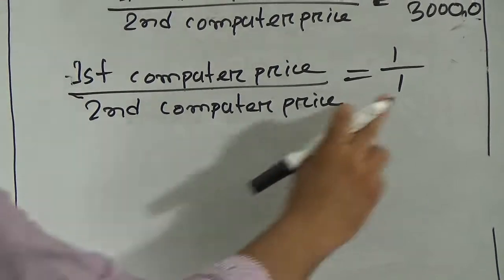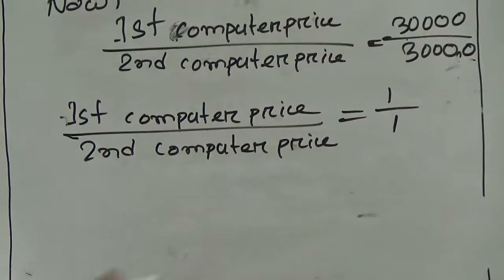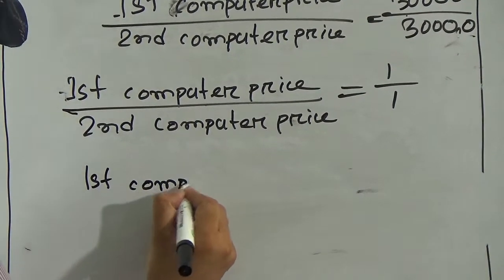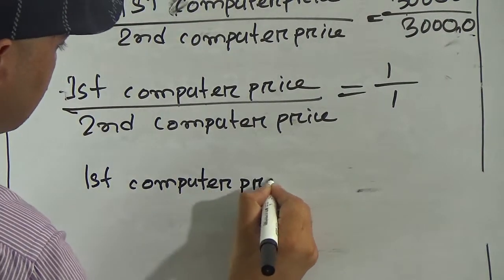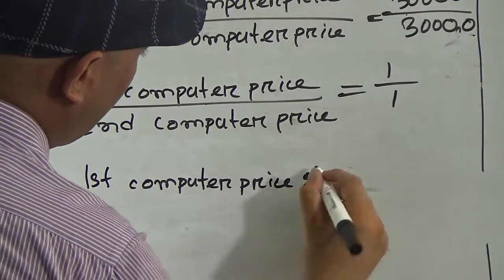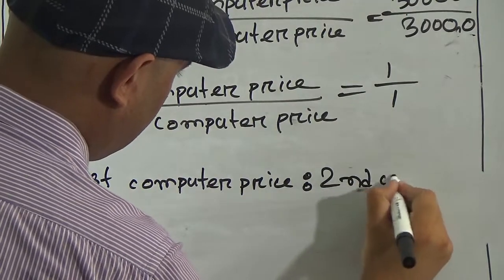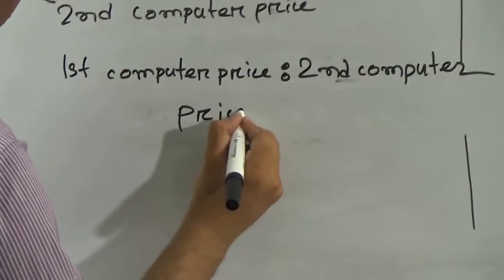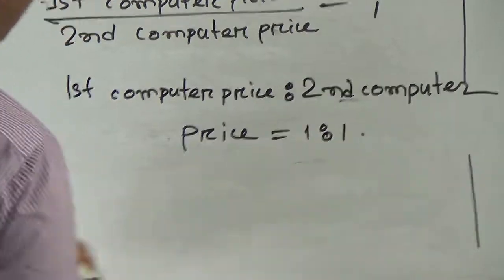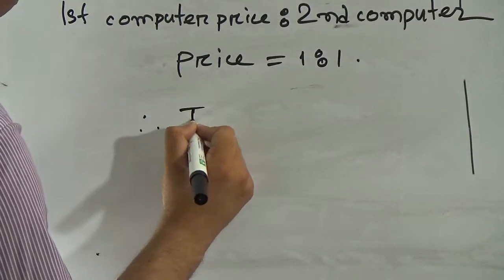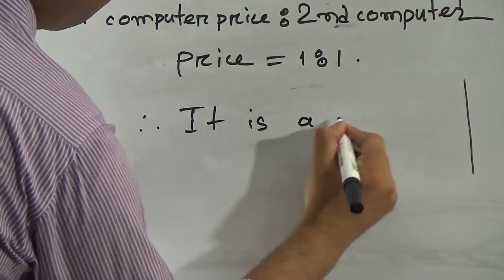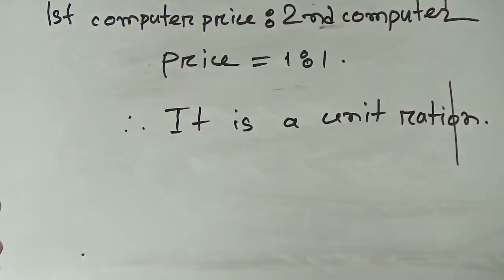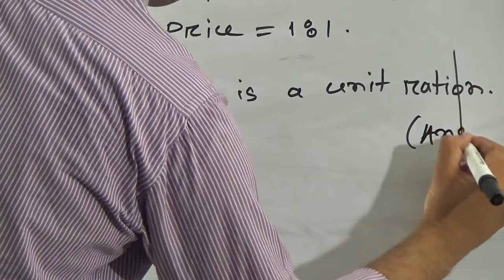We know that this type of ratio is called a unit ratio. So first computer price in ratio to second computer price is 1:1. That is, it is a unit ratio. So what type of ratio? This is a unit ratio, and which is the required answer.